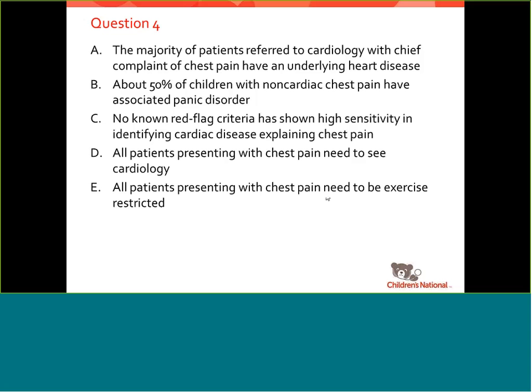Okay, so the correct answer for this one is actually B. As you guys saw, 0.25% of children referred to cardiology with a chief complaint of chest pain had an underlying heart disease. So A is absolutely wrong. I hope I convinced you that D and E are not correct. By the way, if you had enough clinical elements to suggest cardiology referral, please exercise restrict those patients until they get evaluated by cardiology. And no known red flag criteria has shown high sensitivity in identifying cardiac disease explaining chest pain. This is the exercise that we did with the medical red flag that identified the true cardiac disease with 100% sensitivity. So I would say that C is wrong, and the only correct answer is B.